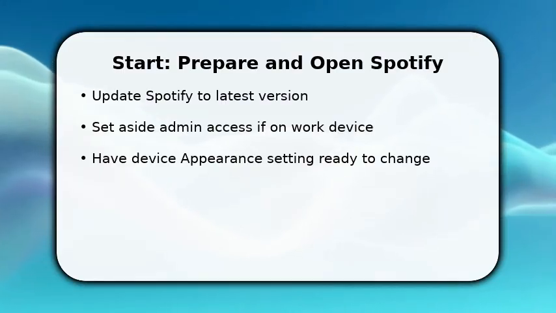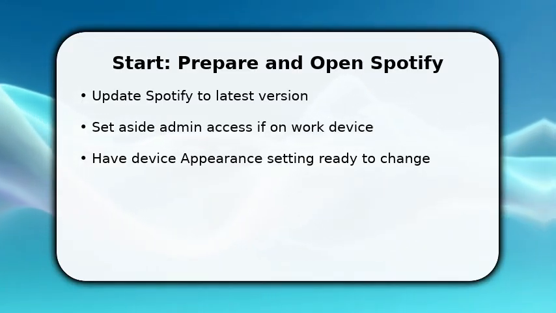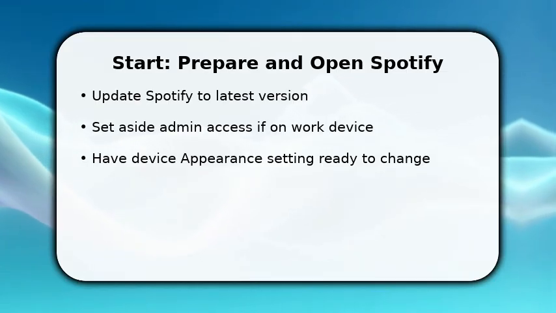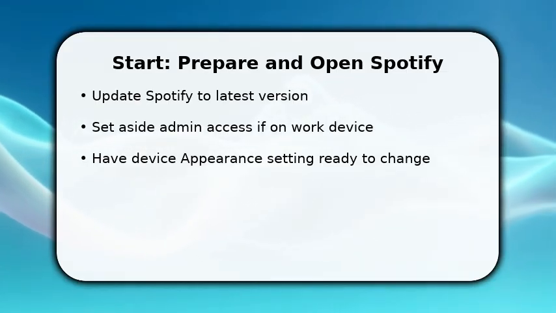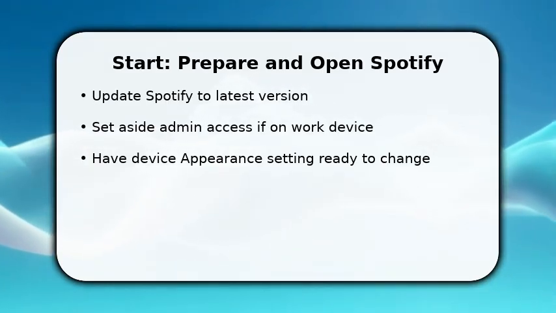You start by opening Spotify and making sure the app is up to date. That prevents version-specific behavior. You also need access to your device appearance controls. On Windows, go to Settings, Personalization, Colors. On macOS, go to System Settings, Appearance. On iPhone or Android, open Display Settings.